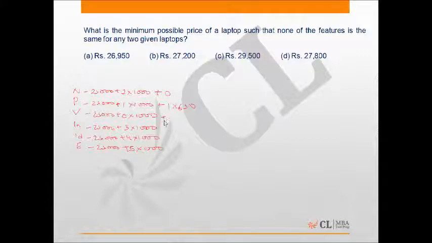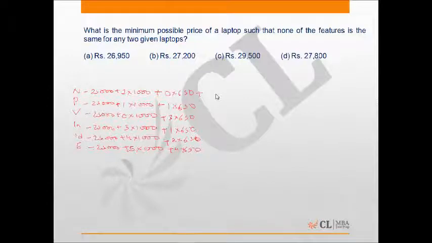For Vostro it is 6 GB. 6 GB means 3 upgradations, so it is 3 into 650. For Inspiron I will again assume 2 GB, that is one upgradation, that is 1 into 650. For Lenovo IdeaPad it is 4 GB. 4 GB means 2 upgradations, so that is 2 into 650. And finally for Essential it is 8 GB. 8 GB means 4 upgradations, so it is 4 into 650. This is 0. I will write it as 0 into 650.